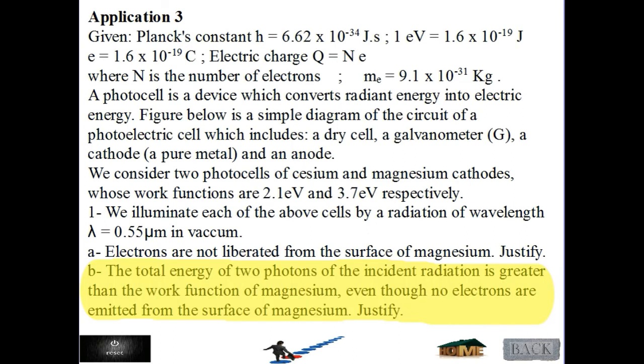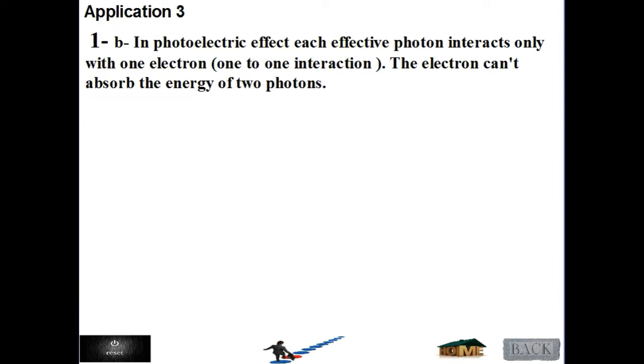Part B. The total energy of two photons of the incident radiation is greater than the work function of magnesium, even though no electrons are emitted from the surface of magnesium. Justify. In photoelectric effect, each effective photon interacts only with one electron, one-to-one interaction. The electron cannot absorb the energy of two photons.